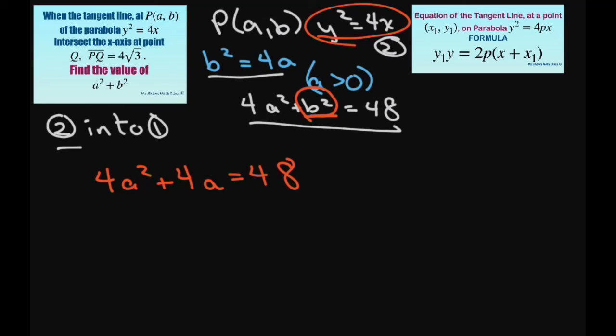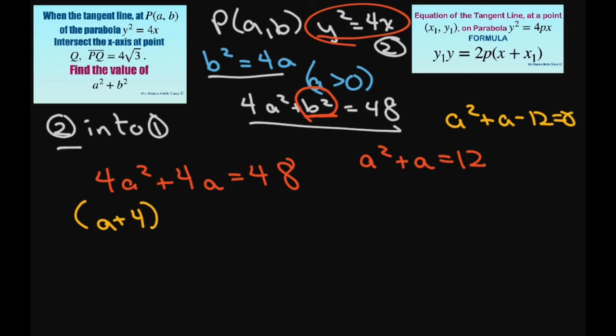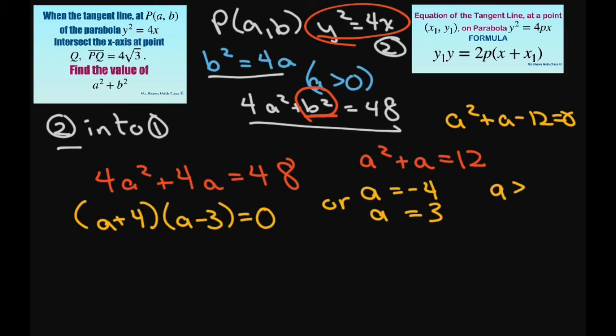That means if I divide everything by 4, we get a squared plus a equals 12. Now, that means this is a squared plus a minus 12 equals 0. If I factor this, I'm going to get (a plus 4) times (a minus 3) equals 0. So we're going to get a equals negative 4 and a equals 3. Since our a is positive here, we're going to disregard the a equals negative 4. So my a equals 3.